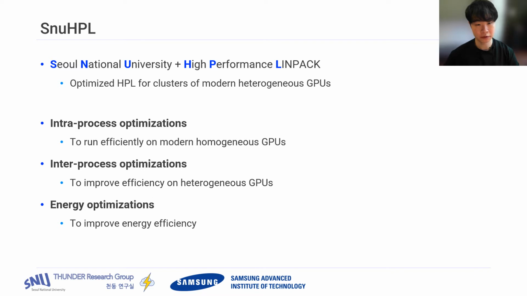SnuHPL is a shorthand for Seoul National University's high-performance LINPACK benchmark. It is an optimized HPL for clusters of modern heterogeneous GPUs. In this work, we present three kinds of HPL optimizations. First, inter-process optimization to run efficiently on modern homogeneous GPUs. Second, intra-process optimizations to improve efficiency on heterogeneous GPUs. Finally, we present a simple energy optimization technique to improve the energy efficiency of HPL.